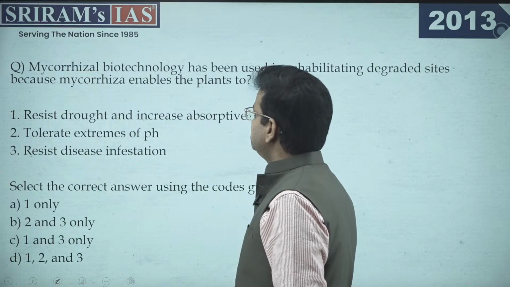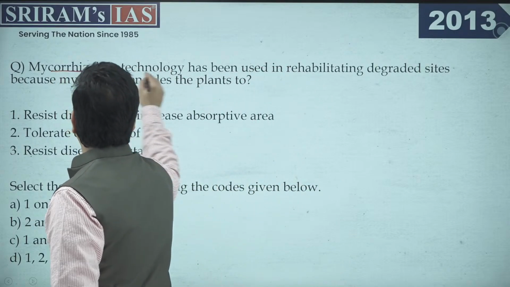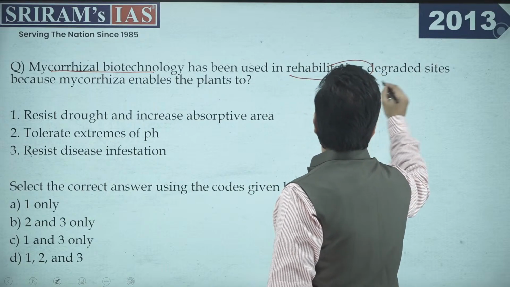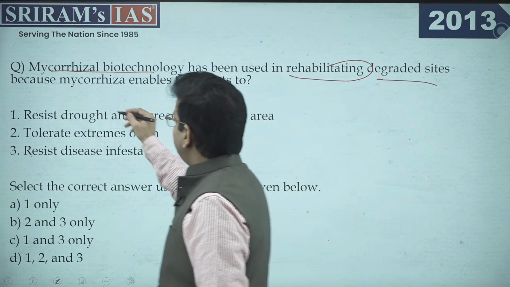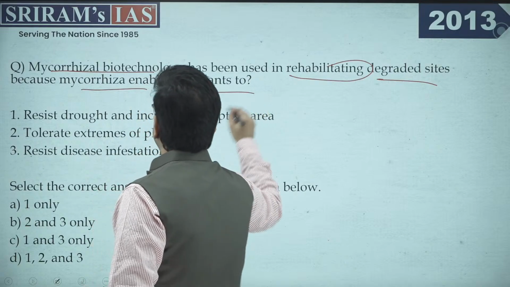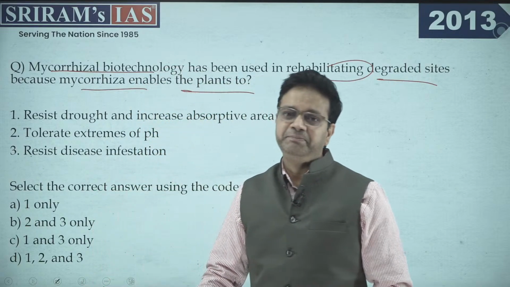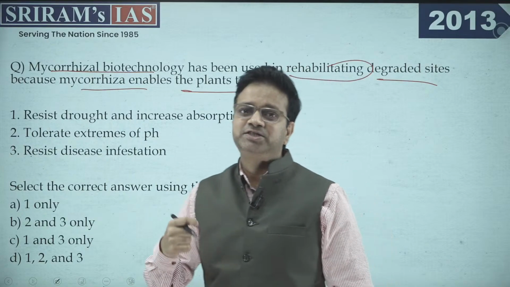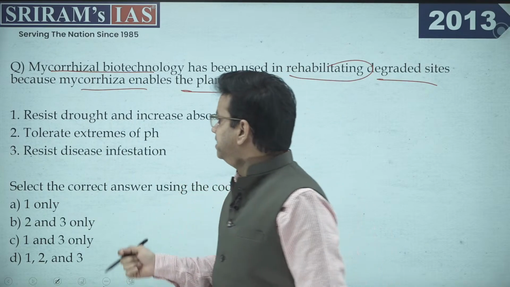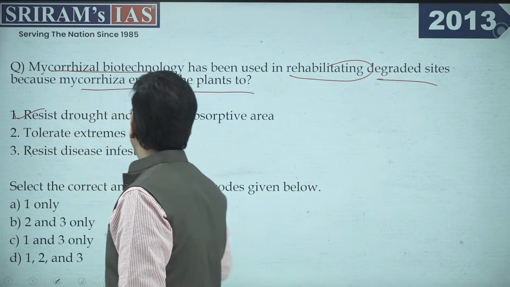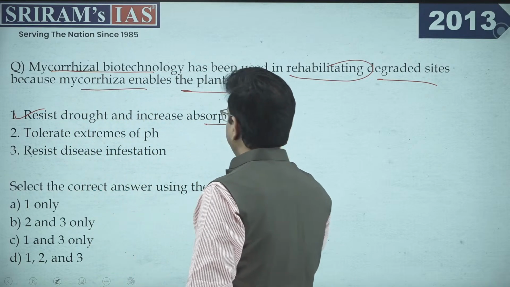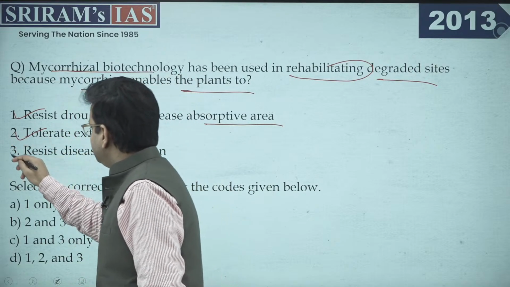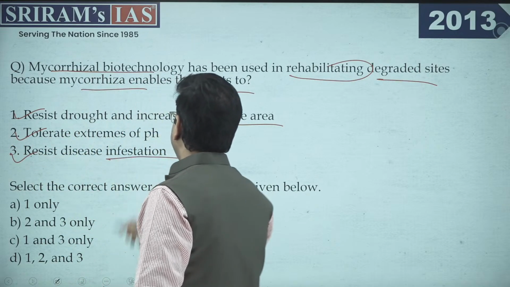Now we have the second question, that is mycorrhizal biotechnology has been used in rehabilitating degraded sites because mycorrhiza enables the plants to. Now see, this is something very basic coming out of this particular question. It is asking you why this technology is being used, right? So resist drought, increase the absorptive area, tolerate the extremes of pH, resist disease infections, right?